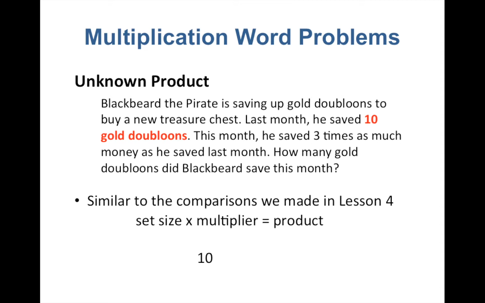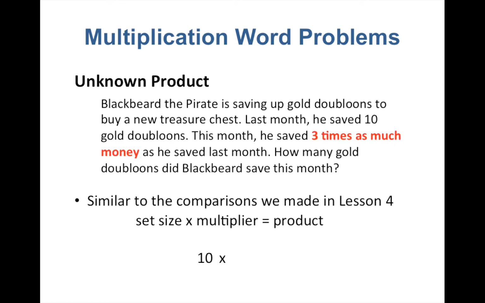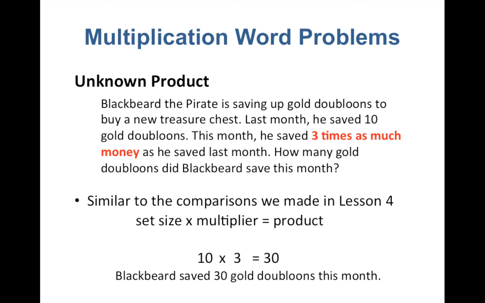We're going to be multiplying. We know that it's asking us how much he saved if he saved 3 times as much. We see that word times, we know we need to multiply. And we know that our multiplier is 3, so we'd add that to our problem. 10 times 3, we can do our math there and figure out that our answer is 30. Blackbeard saved 30 gold doubloons this month, because 10 times 3 equals 30.